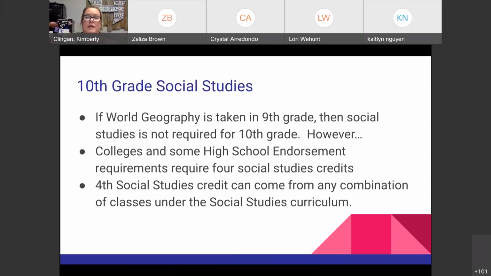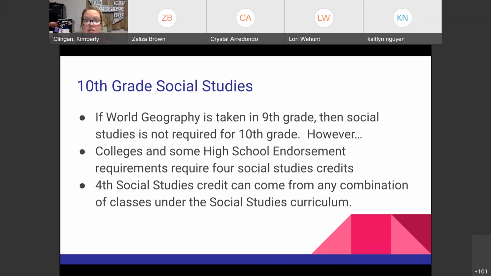For social studies, if world geography is taken in the 9th grade, then social studies is not required for the 10th grade. I'm saying this with asterisks because some colleges and some high school endorsements will require that 4th social studies, and it can come from any combination of classes under the social studies curriculum. So if they took world geography, they don't have to do world history, but we strongly encourage a social studies class, and world history is a fantastic class, and you don't have to worry about it being split. Scheduling, it's always there, and it's a good class to have.